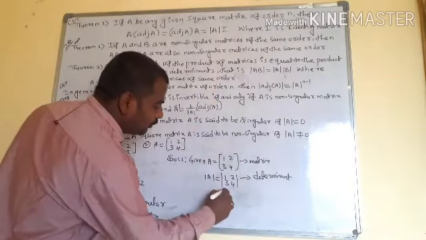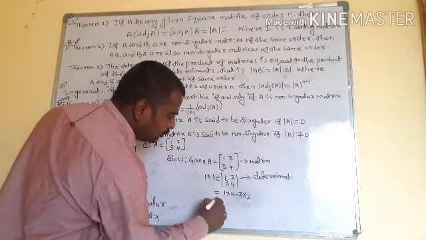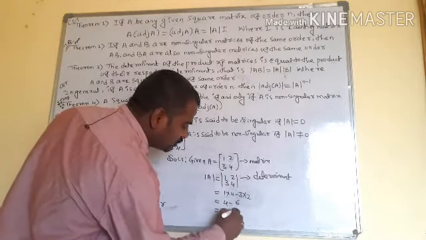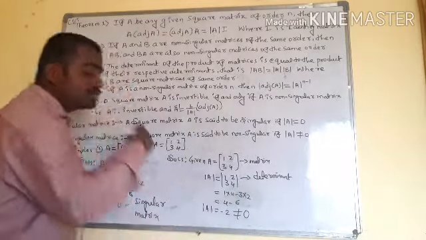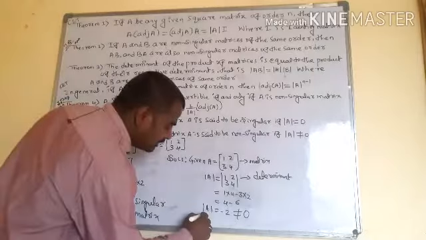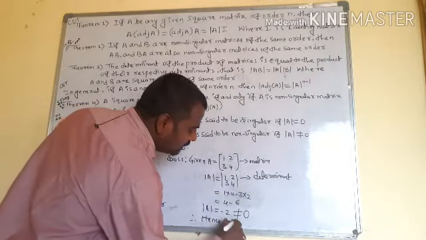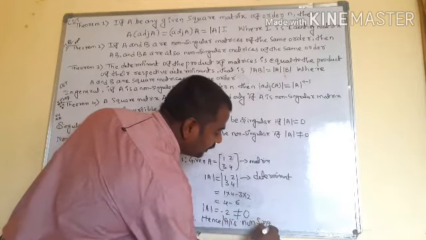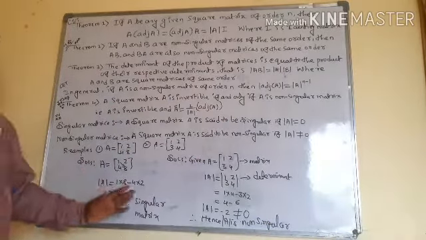So what is the value? 1 into 4 minus 3 into 2, that is 4 minus 6, right? It means minus 2, whatever the value. So determinant of A is not equal to 0. Hence, A is non-singular. Finished. Got it? Right? These are the most important things.